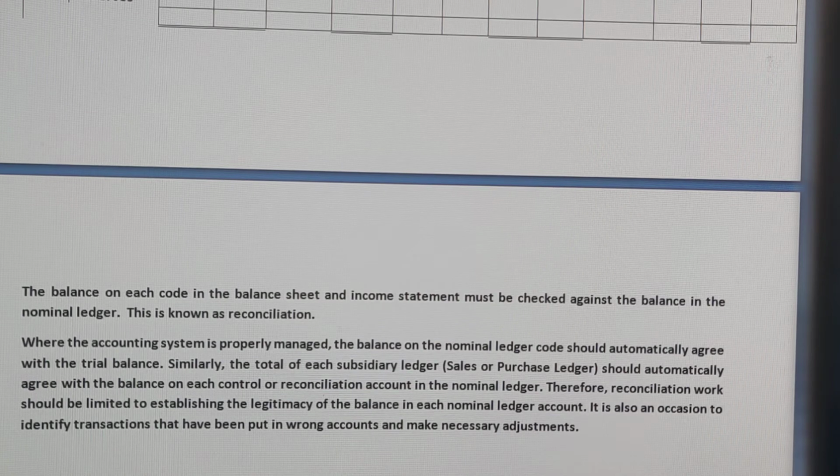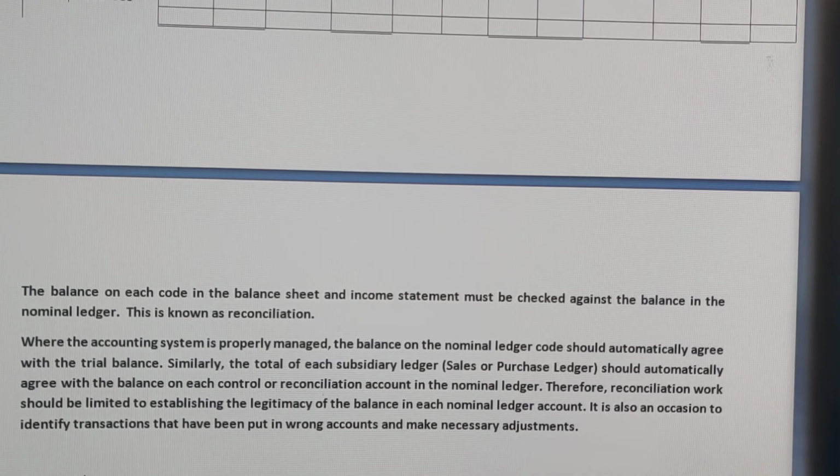Now, where the system is properly managed, the balance on every nominal ledger code should automatically agree with the trial balance. Similarly, the balance of each subsidiary ledger, the purchase ledger or the sales ledger, should automatically agree with the balance on each control or reconciliation account in the nominal ledger. So reconciliation work should only be limited to establishing the legitimacy of the balance in each nominal ledger account.